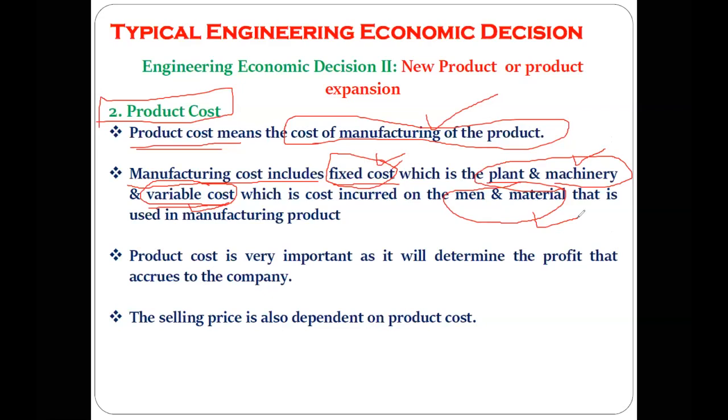What do you mean by the fixed cost as a cost related with the plant and the machinery? And what do you mean by the variable cost as a cost related with the men and material? म्हणजे काय?